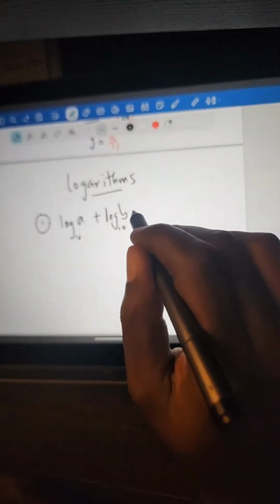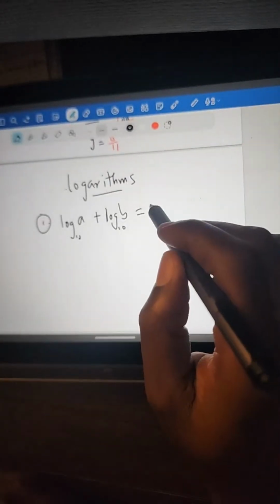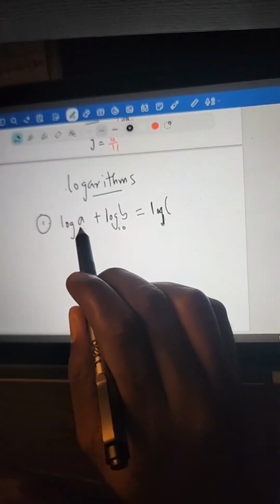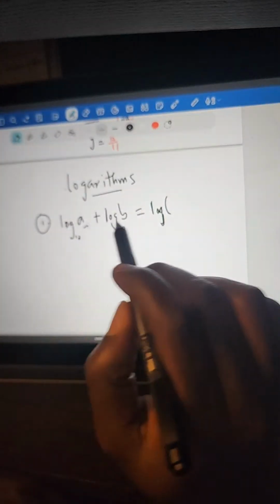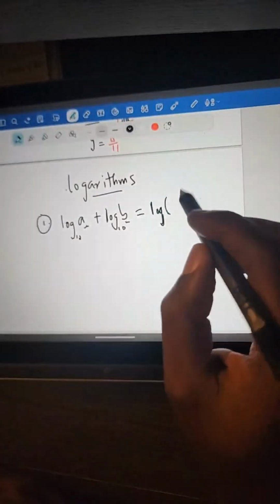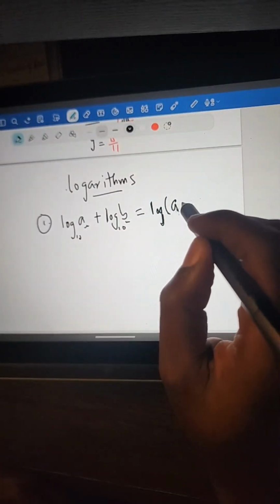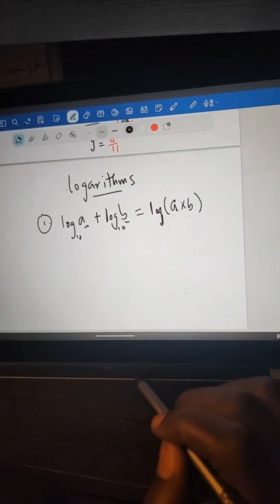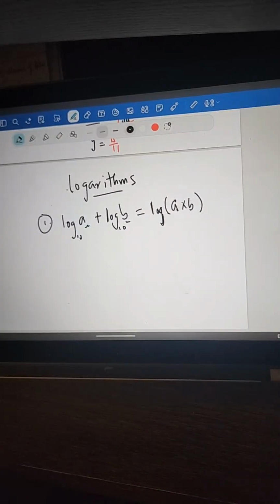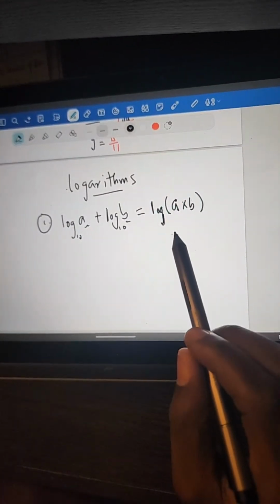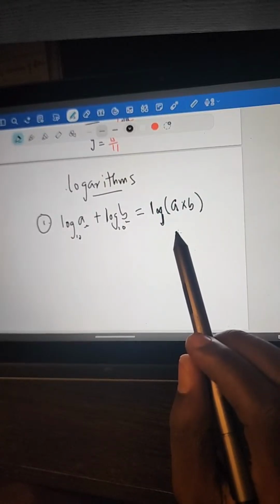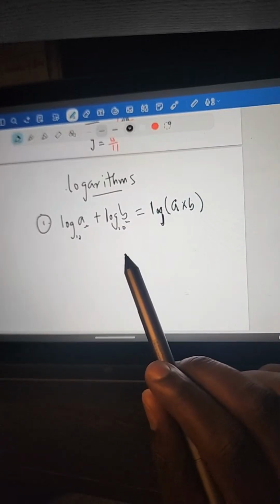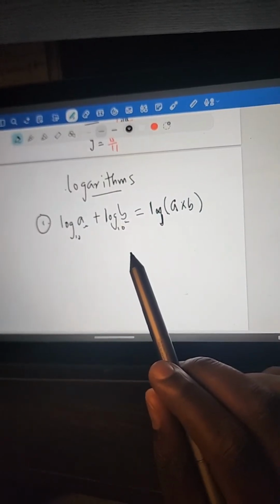So here, if they have the same base, you write the logarithm and you multiply the first and the second part, which is A times B. So it's going to be log of A times B. This is what you've got.